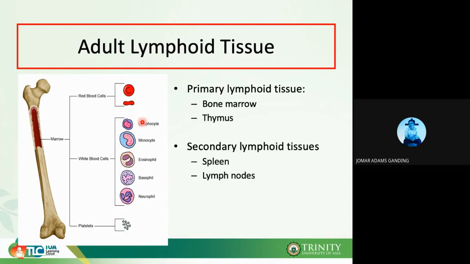In the secondary lymphoid tissue, your spleen and your lymph nodes are a few examples. This is what happens: in the primary lymphoid tissue, your B cell matures in your bone marrow and your T lymphocyte in your thymus, then they enter the blood and populate the secondary lymphoid tissue. Meaning to say, there is no hematopoiesis happening there.